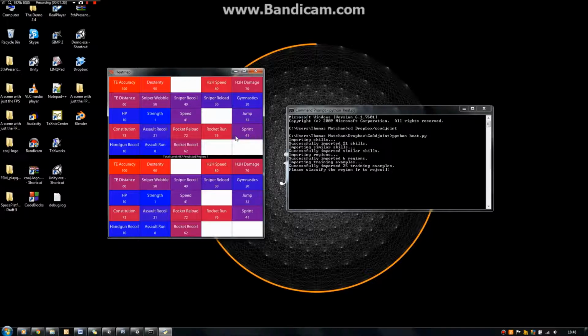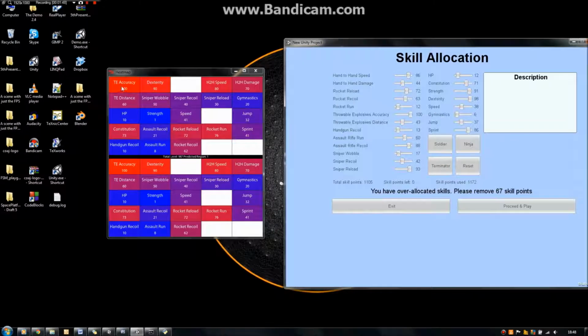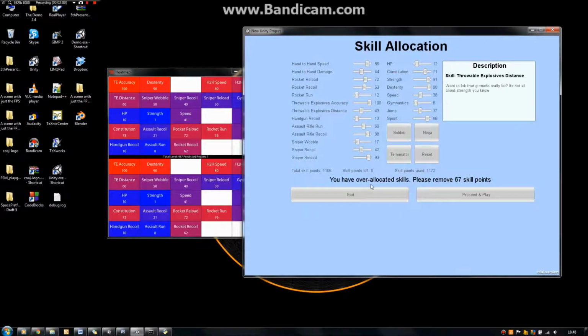But this is how we did it for our demo so far. Now, what you see here is one training example, and this represents one user's potential skill set that he could have picked when he allocates his screen at the beginning of the demo, which we see here. So each of these entries in the grid represents one skill, and each of those skills is given a number, just like you would assign on the skill allocation screen here.